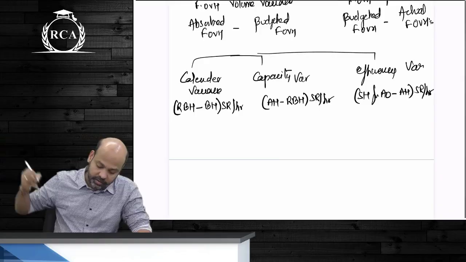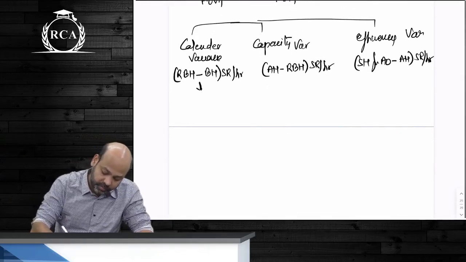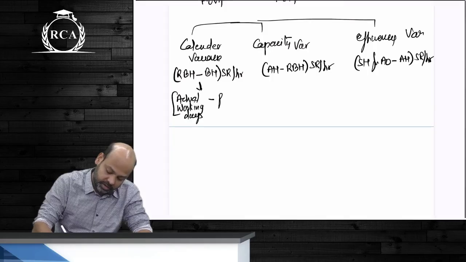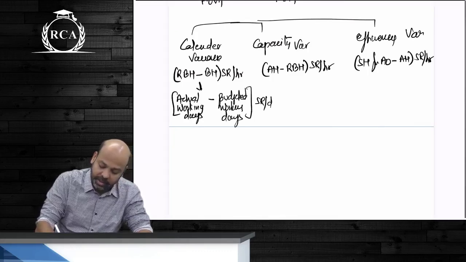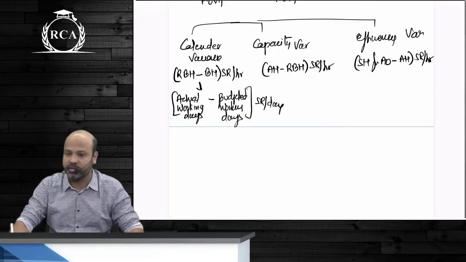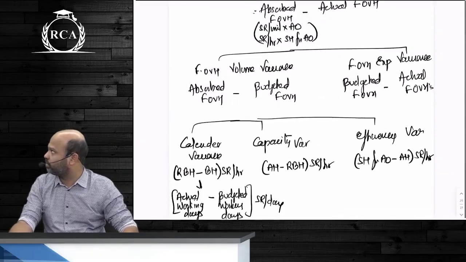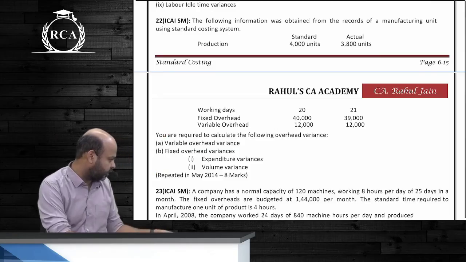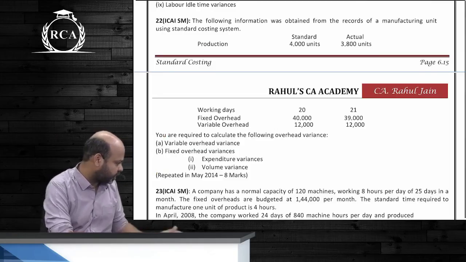But here I had to revise. This can also be written as what? Actual working days minus budgeted working days into standard rate per day. The rest we write in terms of number of hours only. That's it. These are your fixed overhead variances. Alright, nothing was missed. The screen was stuck, so I had to restart.